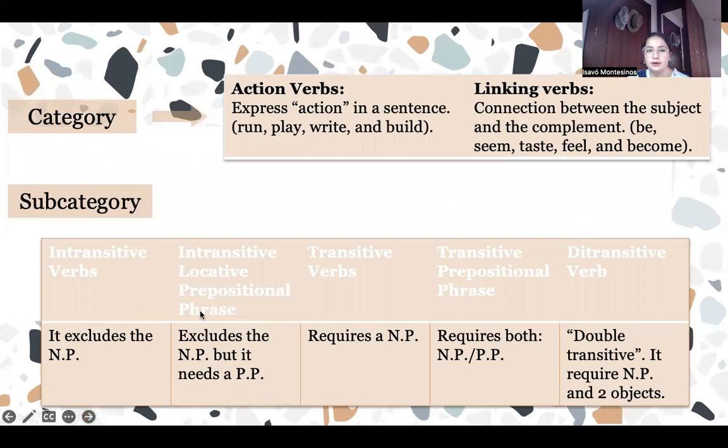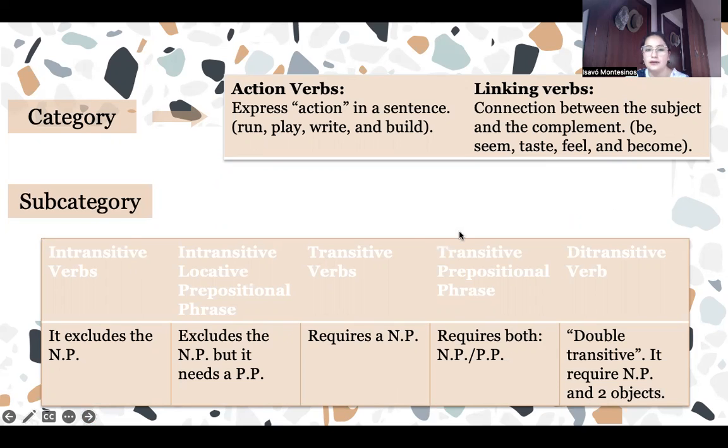Here we have the categories: action verbs and linking verbs. The action verb expresses an action. I know it's redundant, but we are trying to describe what the subject is doing. Some of the action verbs are run, play, write, and build. And the linking verbs are like a connection between the subject and the complement. Some of the linking verbs are be, seems, taste, feel, and become.